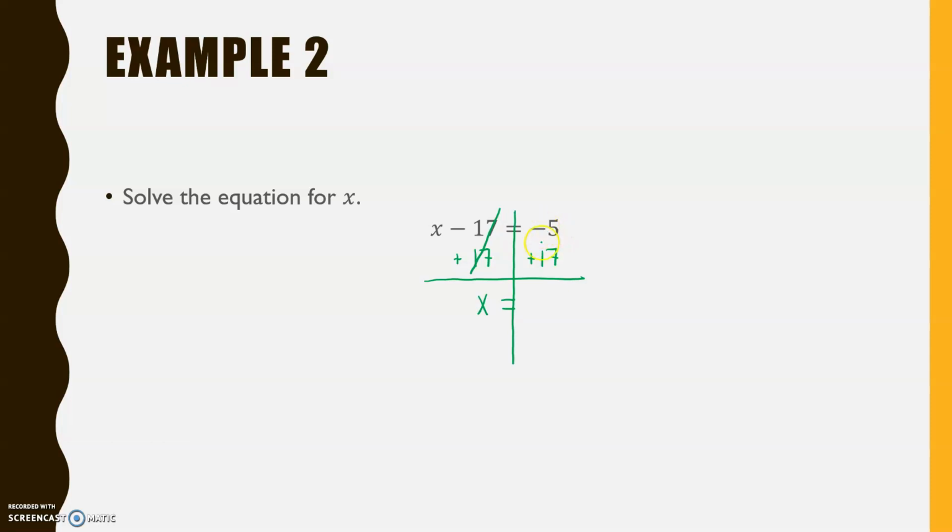Since the signs are different, I've got a negative and a positive. I'm going to subtract the number. 17 minus 5, which is 12. And then keep the sign of the bigger number. 17 is bigger than 5, so I keep the positive. But I need to check my work. If I put in 12 for x, I get 12 minus 17 equals negative 5. Well, if I do 12 minus 17, I see that I get negative 5 equals negative 5, so it's true, and x equals 12.